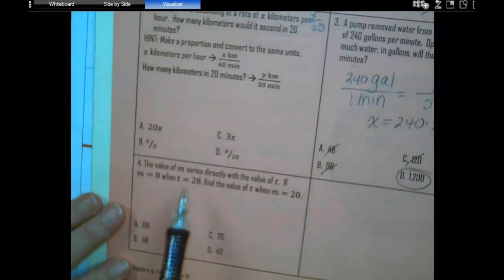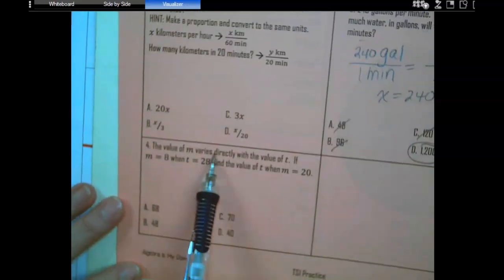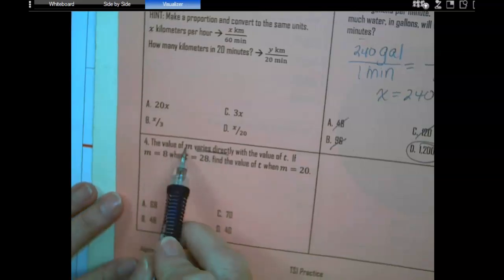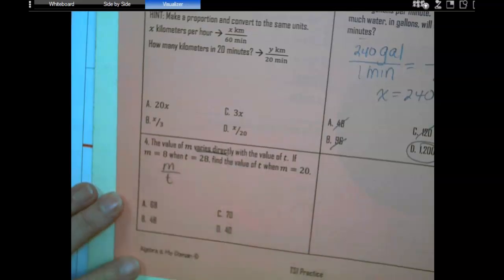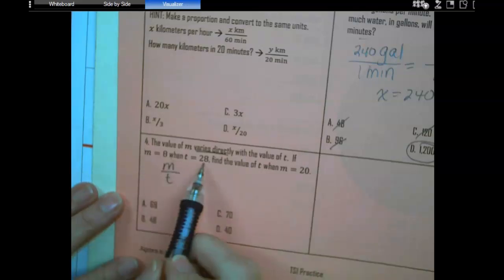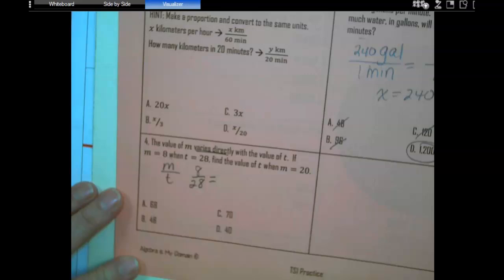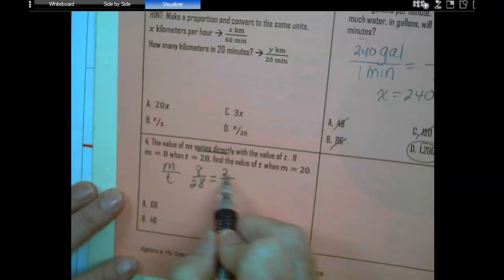Okay. Then this is the one that it's also a proportion. It says varies directly, and that means set up a proportion as well. So the value of M varies directly with the value of T. That means it's M to T. If M equals 8 and T equals 28, so I have 8 over 28, what am I looking for? The value of T. Does that go on top or on bottom? It goes on bottom and the 20 goes on top.